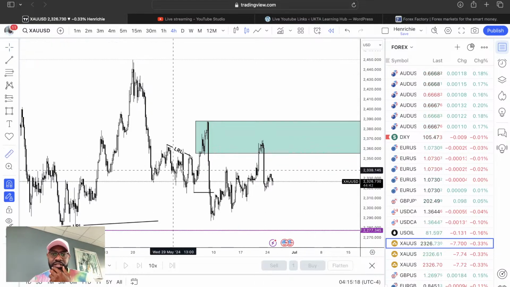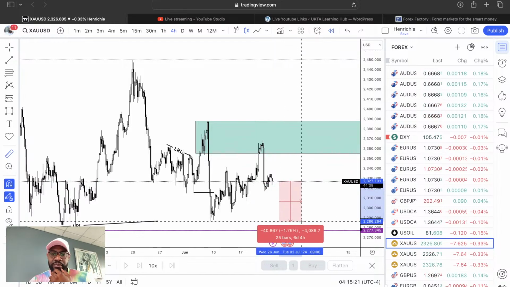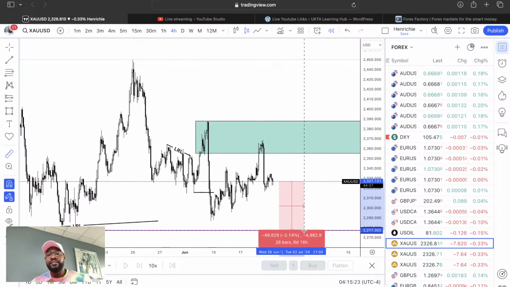And price just keeps bouncing around, coming back and forth. It's about a 2% move. Gold can actually do that in a day. So we're going to be on the lookout for that one.